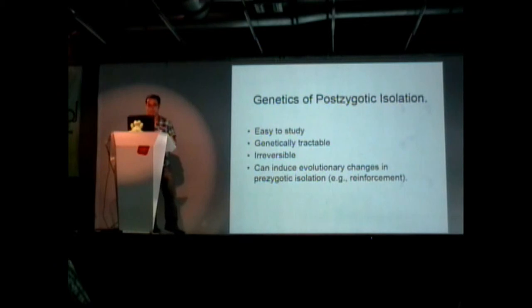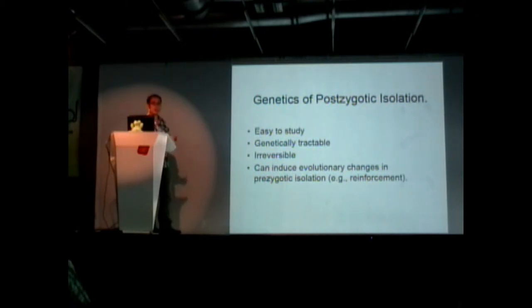The reasons why we study postzygotic isolation are many. The first one is that it's relatively easy to study when you have two species that cross. You can actually score if a hybrid is viable or dead. So that's fairly straightforward. You can also study whether a hybrid is sterile or fertile. Second, it is genetically tractable depending on the species that you are studying. In terms of Drosophila, that's a huge advantage.